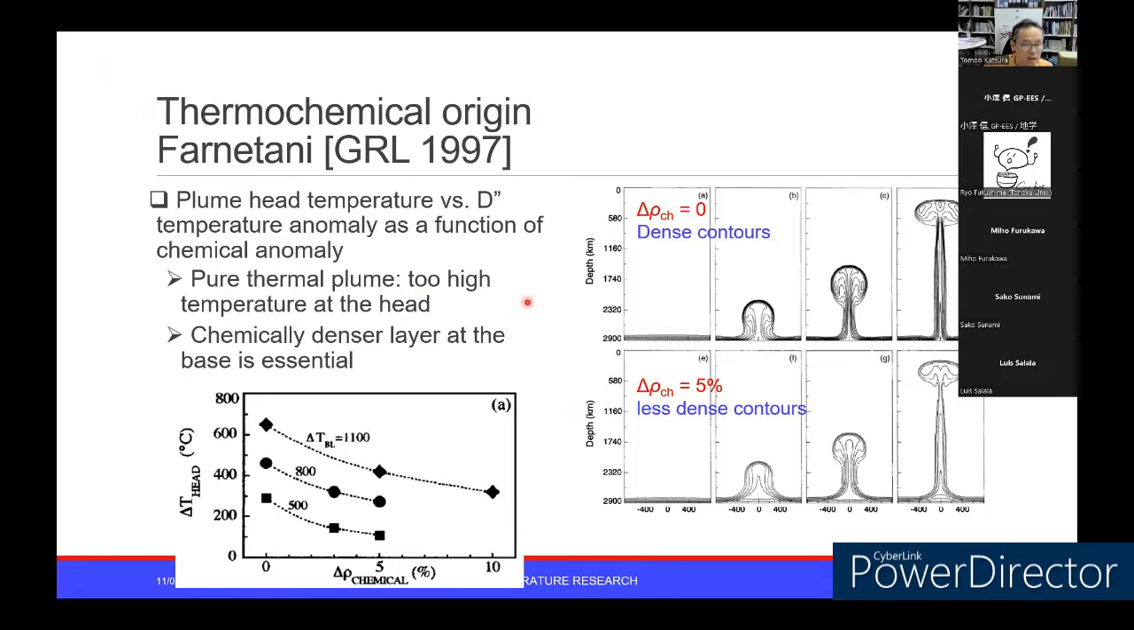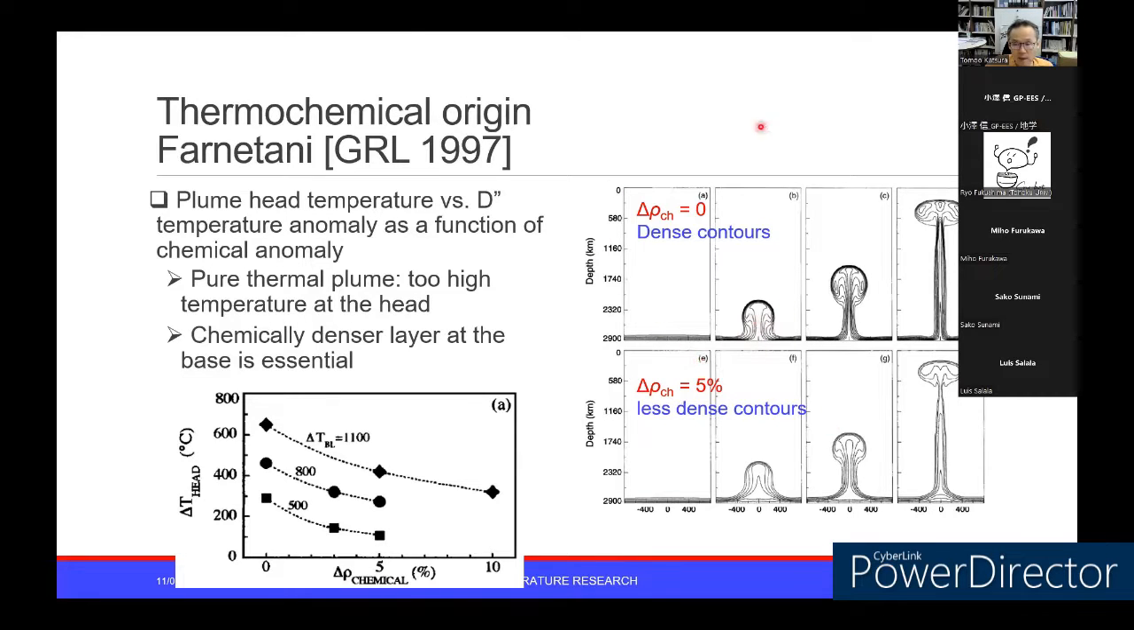However, next, Farnetani 1997 conducted numerical simulation of the mantle plume, and they also considered compositional anomaly as well as temperature anomaly. And they assumed the base layer of the mantle has some dense chemical heterogeneity with a higher density. And they examined the shape and structure of the plumes.